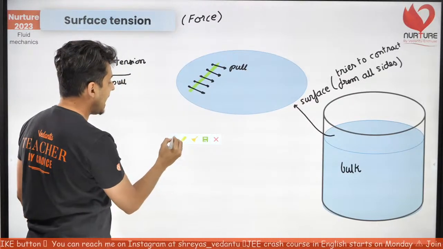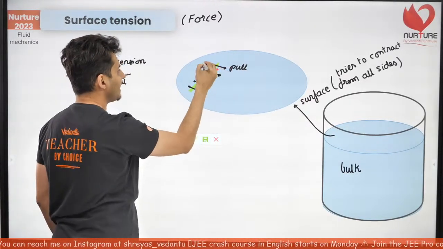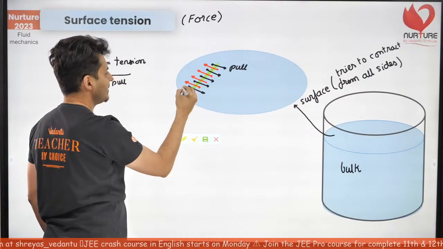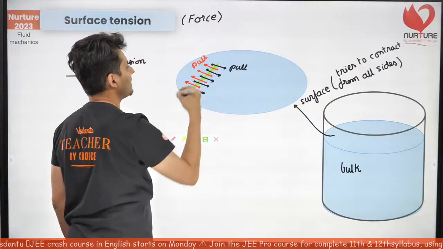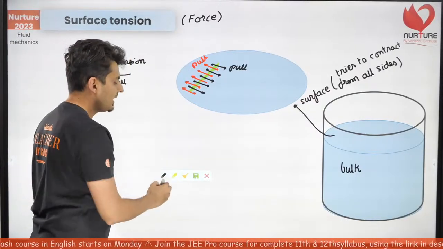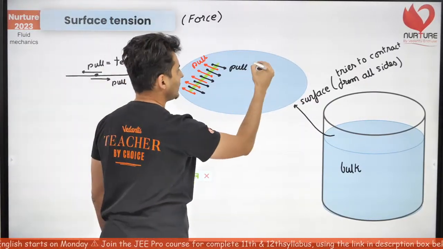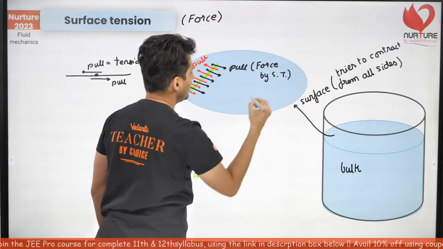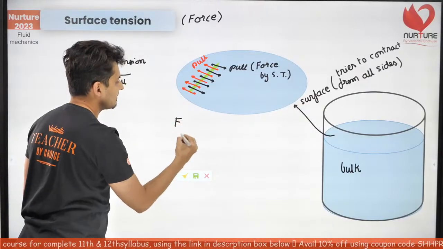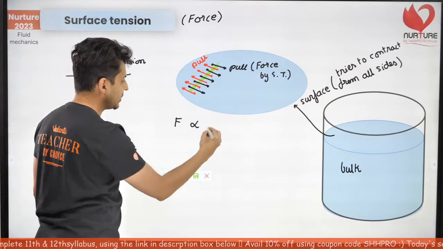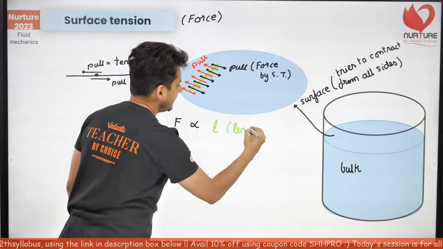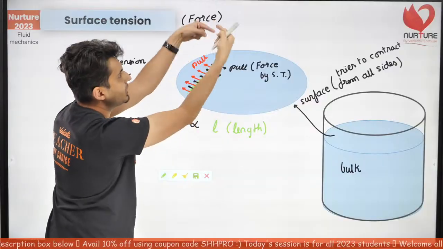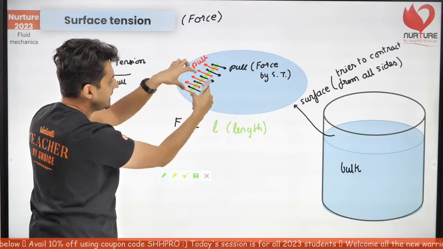The molecules on this side will experience an exactly opposite pull on the other side, by Newton's third law, of course. Newton's third law at work. So there is a pull over here. That pull can be calculated by experiments, and I will call it the force by surface tension. This force by surface tension is directly proportional to the length, whatever I have shown over here. More the length, more the molecules that will be pulling each other. Less the length, less the force.